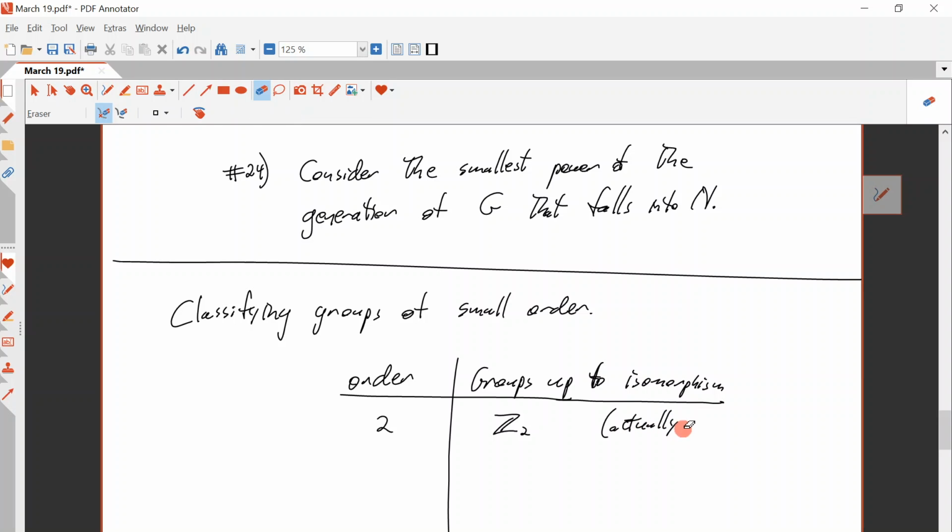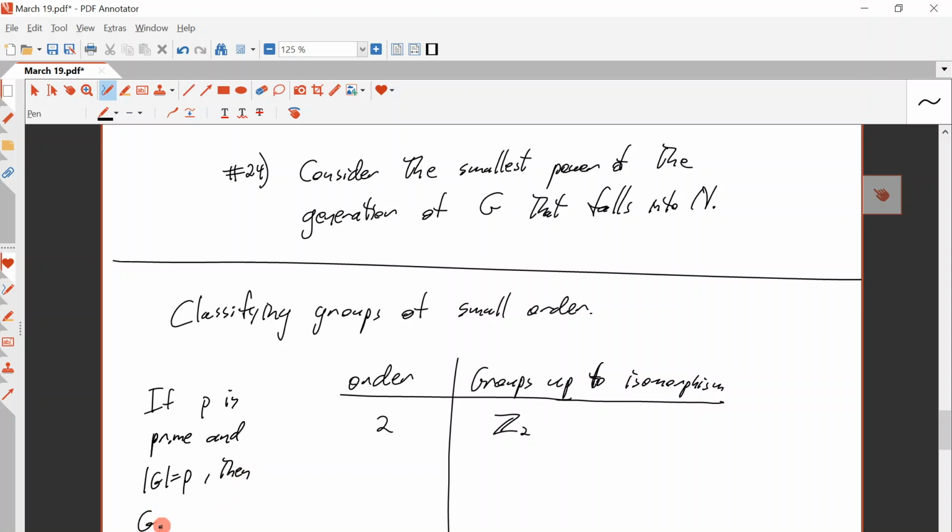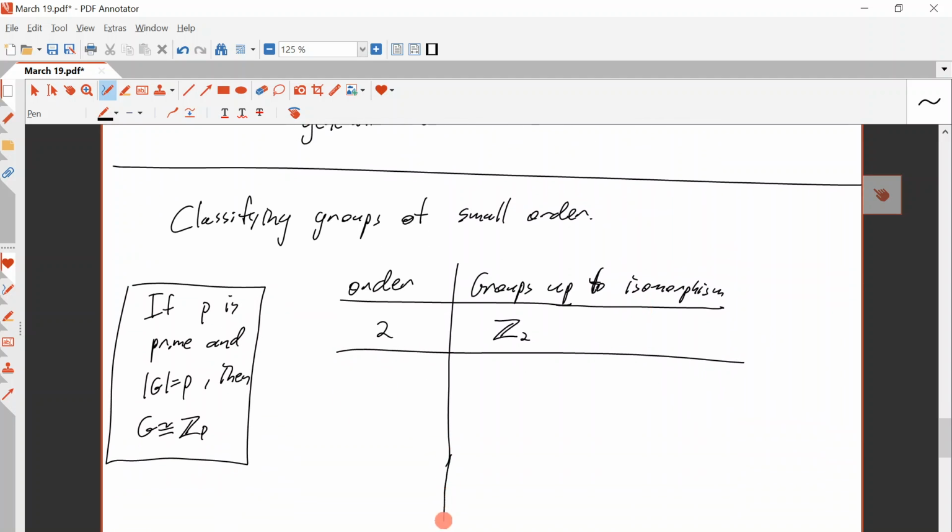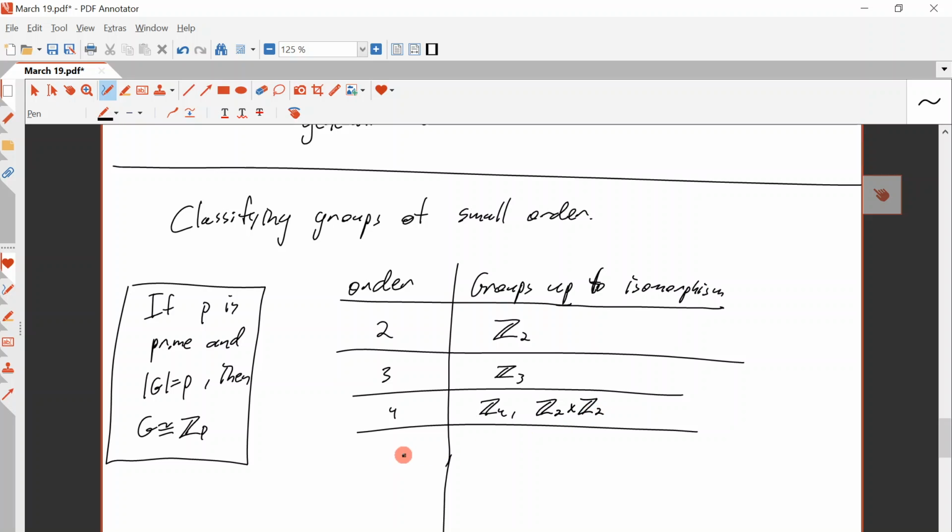And so if p is prime and the order of G is p, then G is isomorphic to Zp. That's one fact we had already. So for groups of order 2, there was Z2. For groups of order 3, there was Z3. For groups of order 4, there was Z4 and Z2 cross Z2. All abelian so far. Groups of order 5, just Z5.